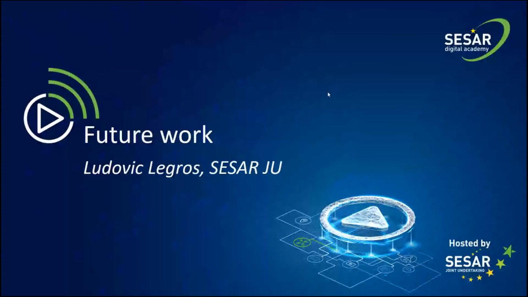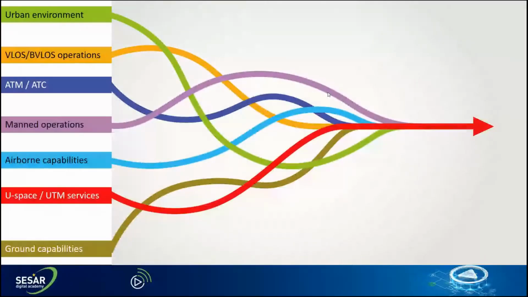So let's start then. I will indeed introduce the what next. From now on, what I can say is that everything is about convergence and integration. When I speak about convergence and integration, I speak about urban environments, VLOS, BVLOS operations, ATM, ATC, manned operation, airborne capabilities, USpace services, and ground capabilities. Everything will go in the same direction and will be integrated. This is, since the start, a vision. Now, even though everything is integrated, it does not mean everything has to be managed in the same way. Interoperability is another keyword in that future world.